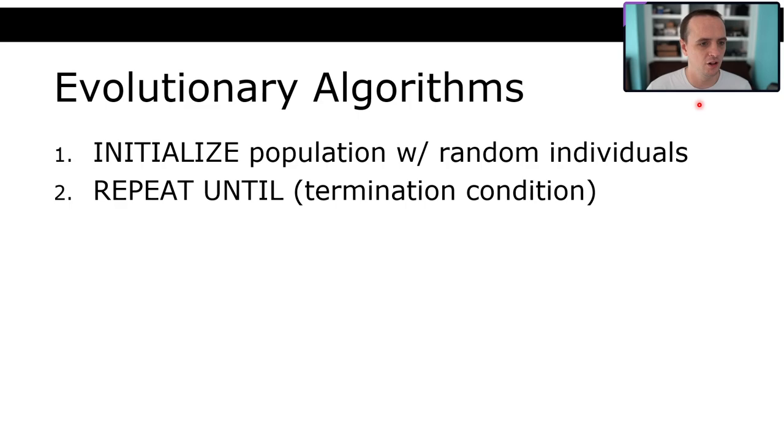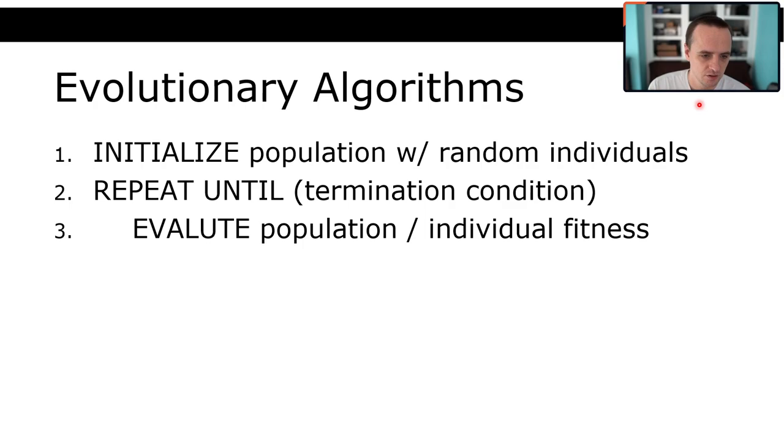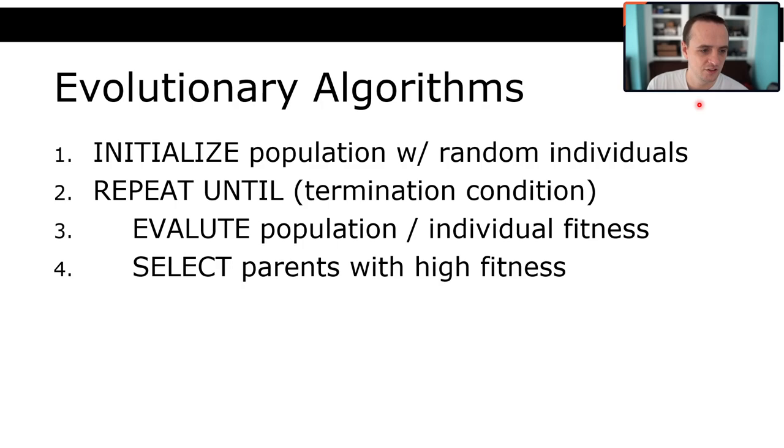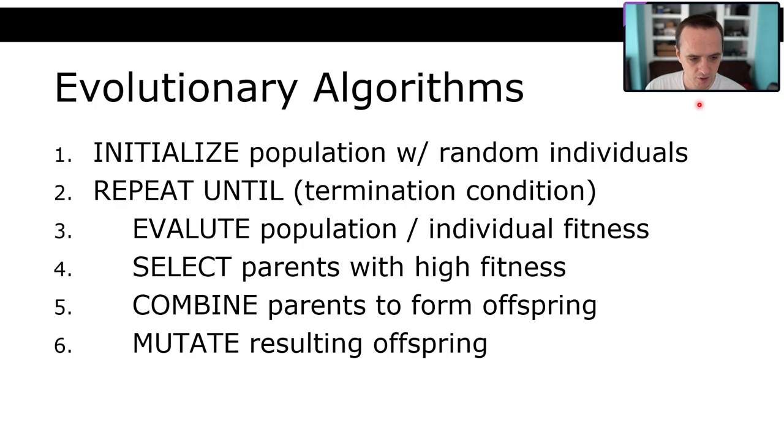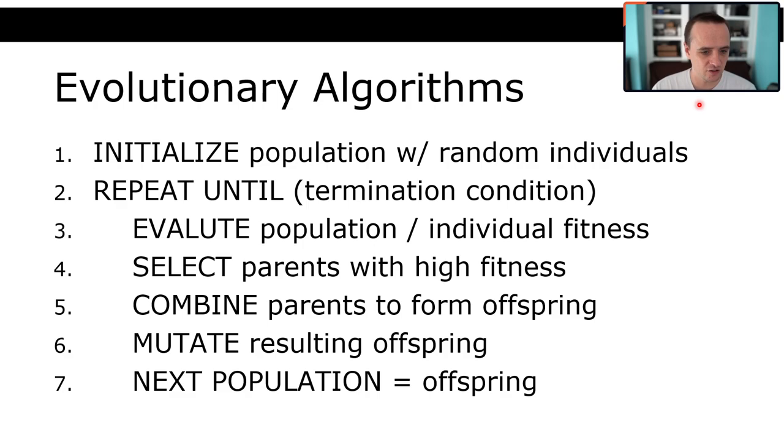So you evaluate the population by evaluating each individual's fitness. You're going to select parents that have a high fitness somehow from that population. You combine parents to form offspring. You mutate the resulting offspring. And then the next population is formed by those offspring. So each loop of this is called a generation. Just like in human terms, each loop of the evolutionary algorithm is called one generation.